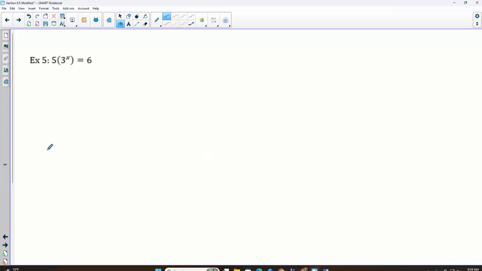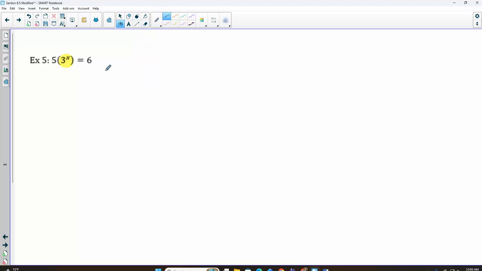Can you multiply the 5 and the 3 to the x? No. Order of operations says you have to do exponents before you multiply. Also, it's not helpful for me to add a log here. If I did, I can't bring my x down, can I? Because the whole thing isn't to the x power. So that's why the first step is always isolate the thing with the exponent. Okay, so it's 3 to the x power, so I have to get that by itself.